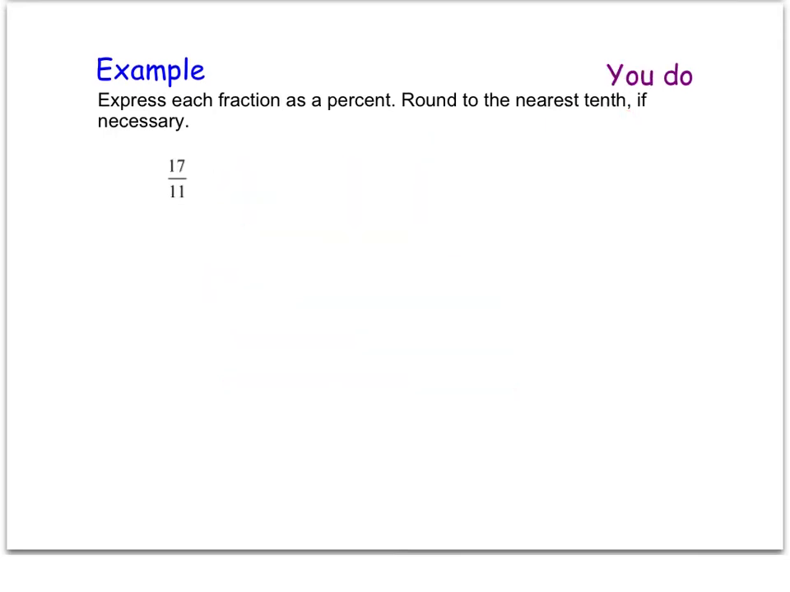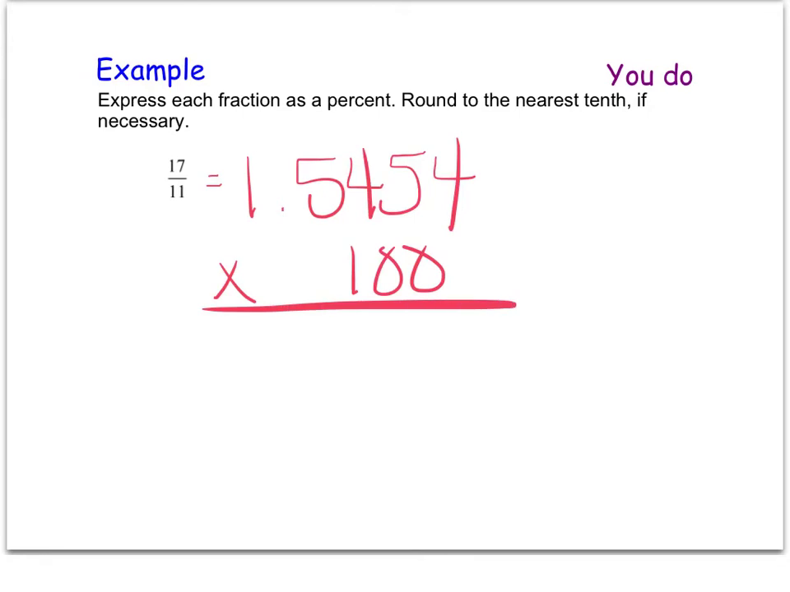Alright, here is a you do. Go ahead and try this one as best you can and replay me when you're ready for the answer. Okay, so we're dividing 17 by 11, and when we do that, you get 1.5454545454. And when we write that as a percent, we're going to multiply by 100. And this is 154.5, rounded to the nearest tenth, percent.